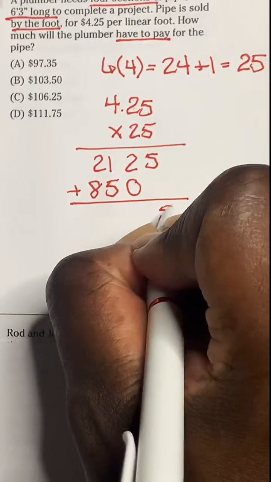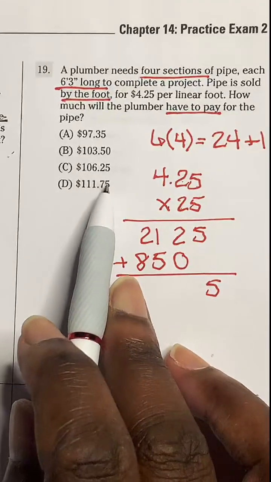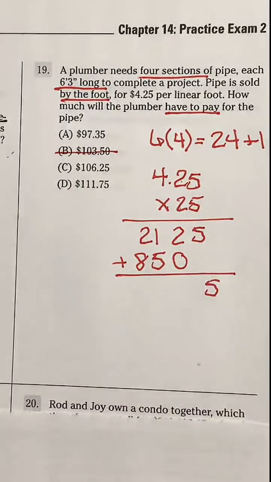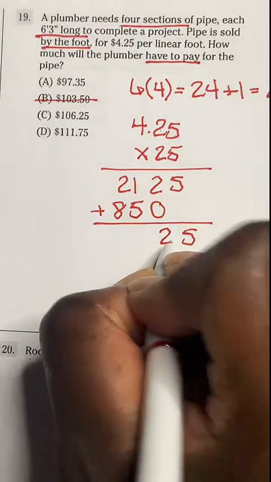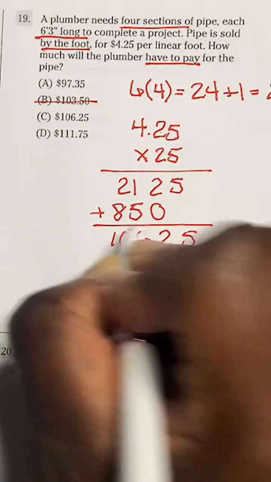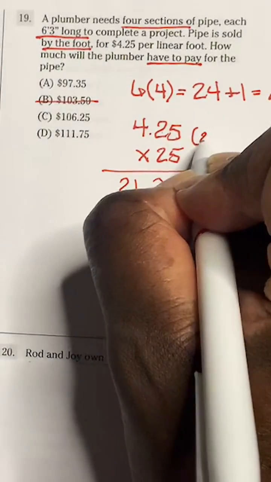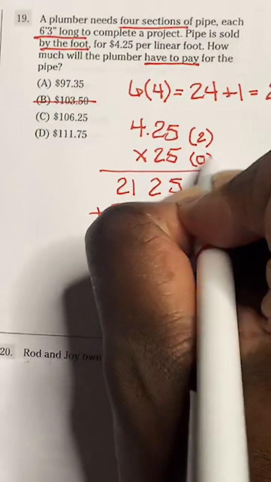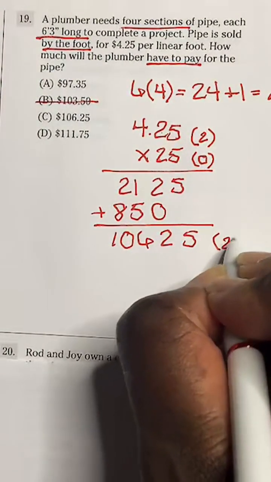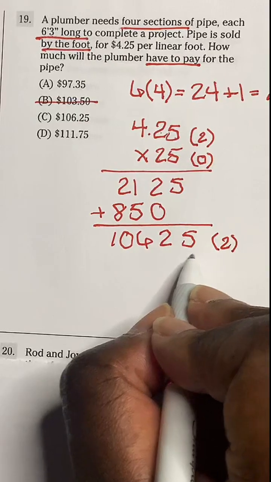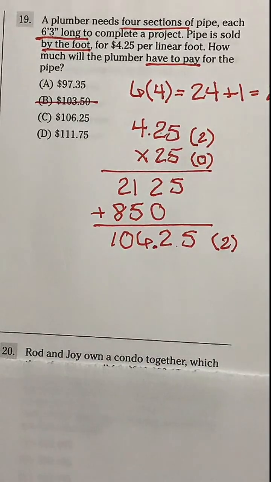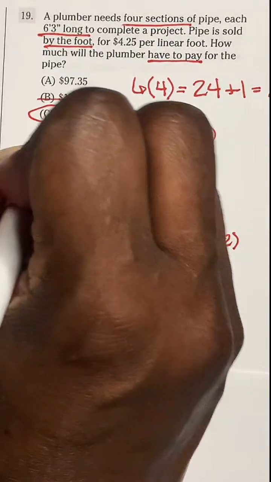We have our 5. And right now, looking at the 5s, my B is out because it's ending with a 0. So then we have our 2. 5 and 1 is 6. 8 and 2 is 10. This is 2 decimal places. This is 0 decimal places. So 2 plus 0 gives me 2. I need it to be 2 decimal places, which is 1, 2. My decimal point is going to be between the 6 and the 2. So my answer is C.